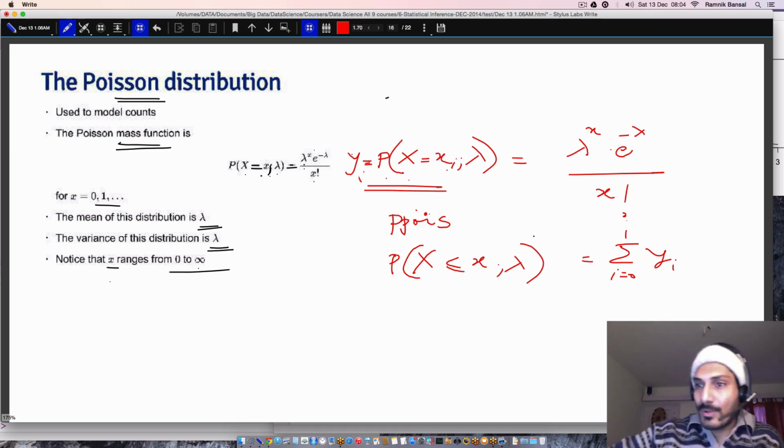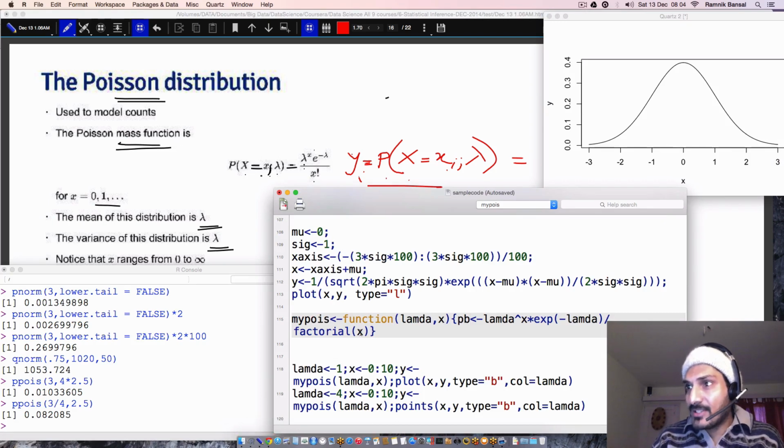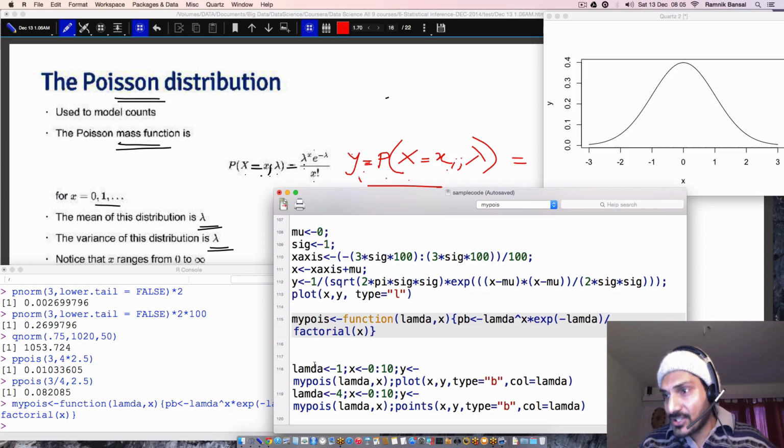All right. So what I'm doing now is I have created a variable which doesn't give me p poise. I have created my poise, which is the same as this y. All right. So I've created that function. I say probability is nothing but lambda to the power x into exponential of minus lambda divided by factorial of x. Is this fine? So I've created this function. Let me execute this.